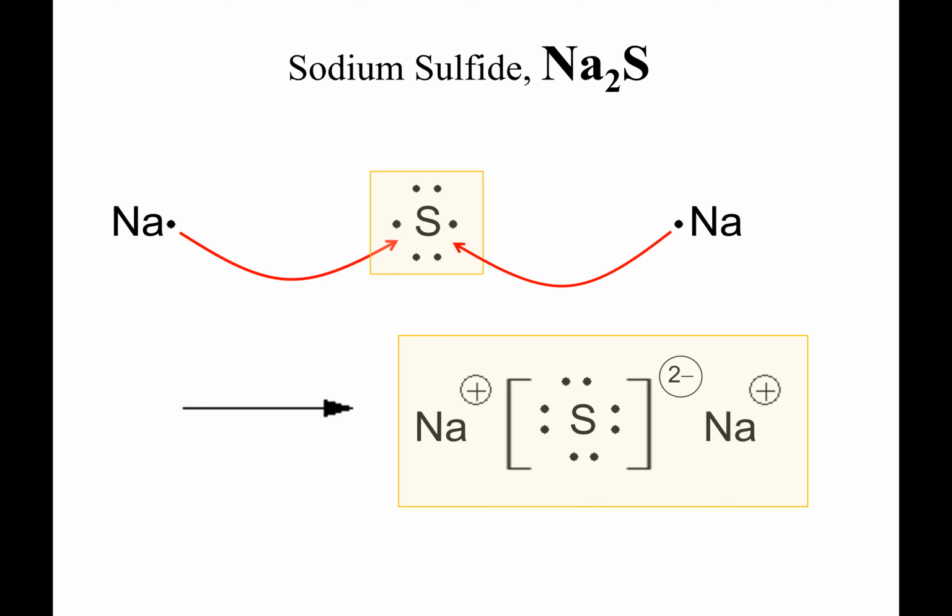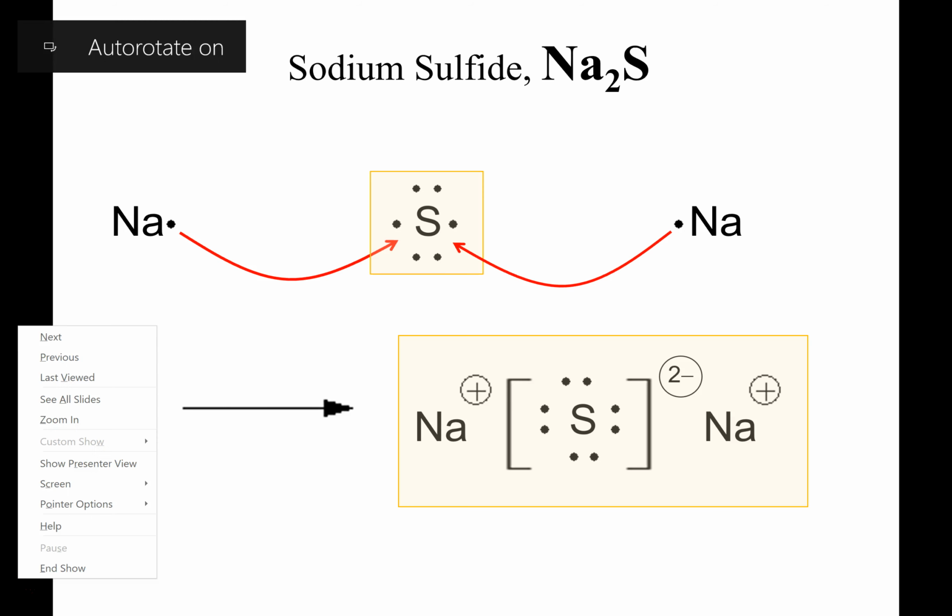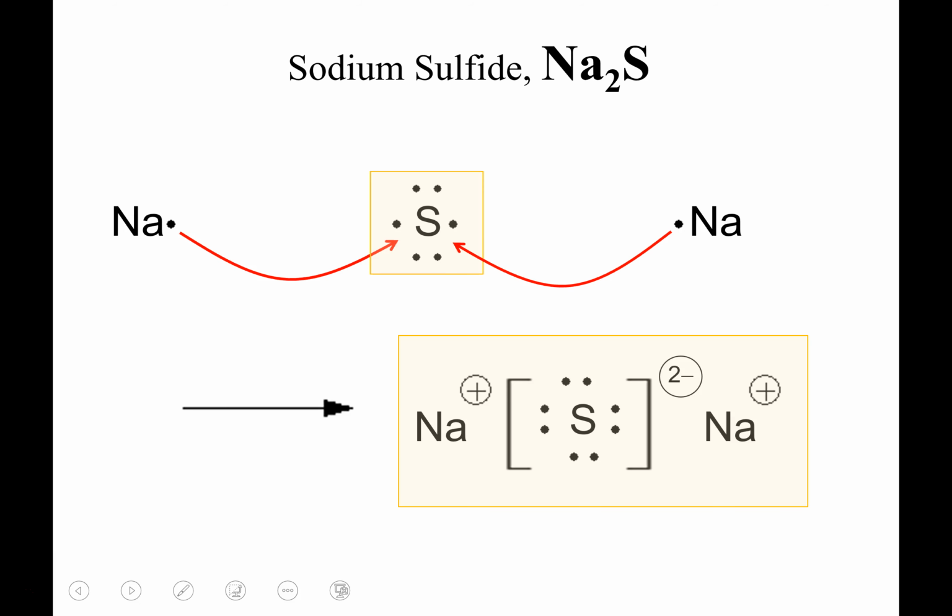So like up here, I usually do it on the formula. So we have 2 sodiums, they're both a +1 charge, and we have 1 sulfur, and it's a -2 charge, and that equals 0. So that's kind of the whole neutral thing.